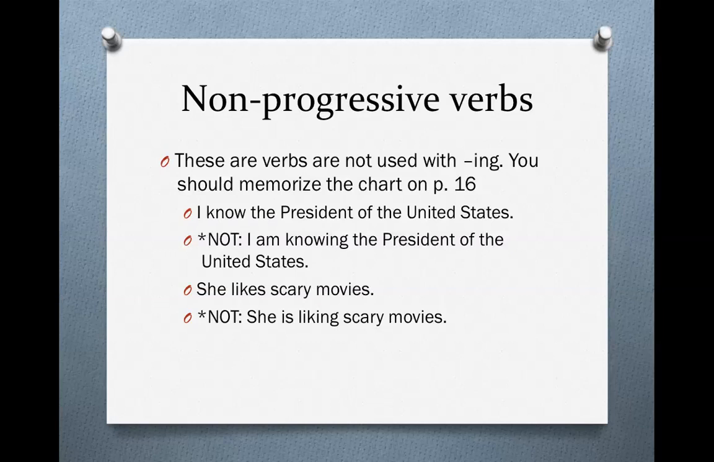Let me give you an example. I can say, for instance, I know the President of the United States, but I cannot say, I am knowing the President of the United States. Know is a verb that cannot take the ing form. Another example. She likes scary movies, but I cannot say she is liking scary movies. Both of those verbs cannot take an ing form.